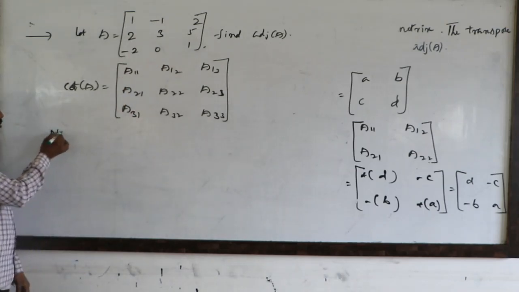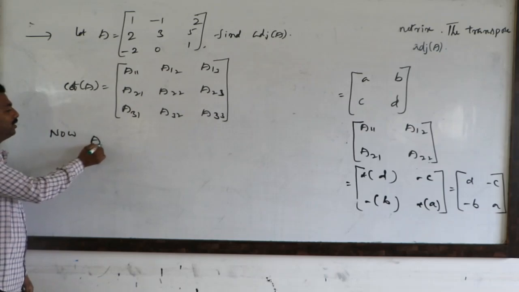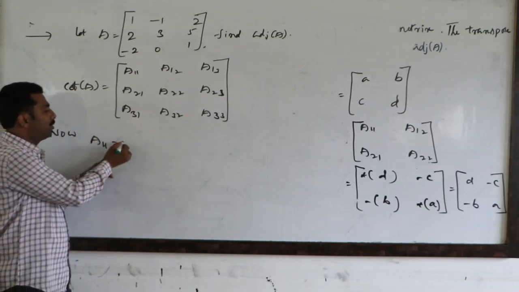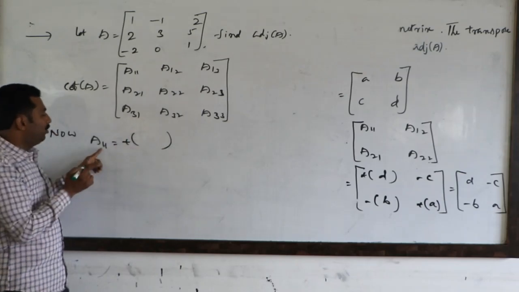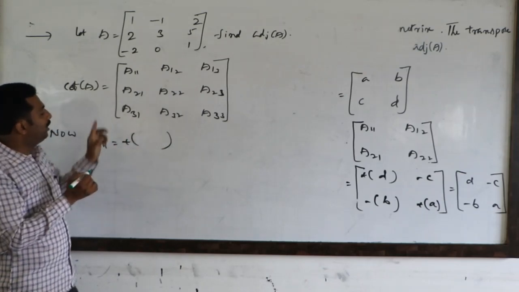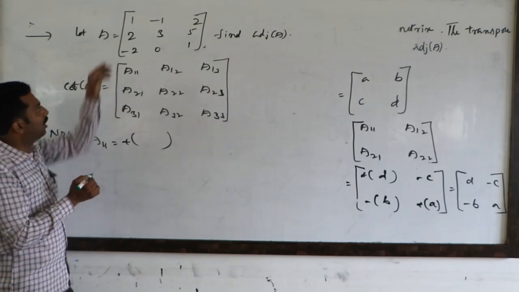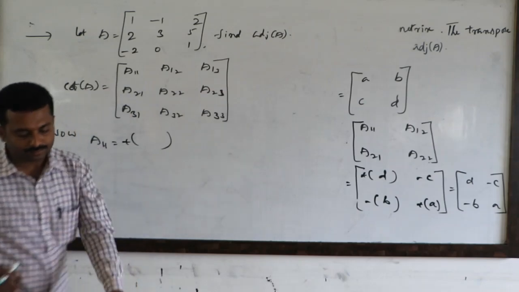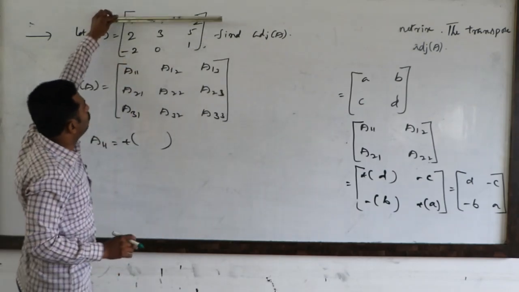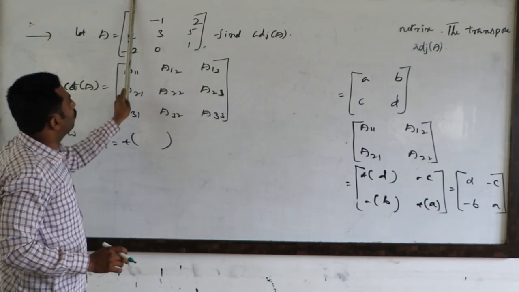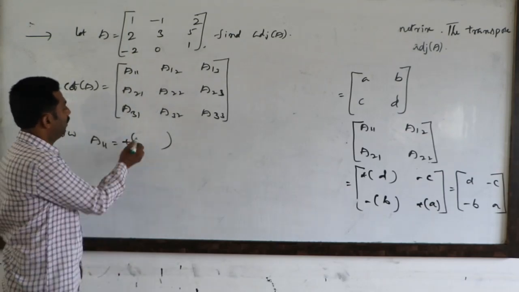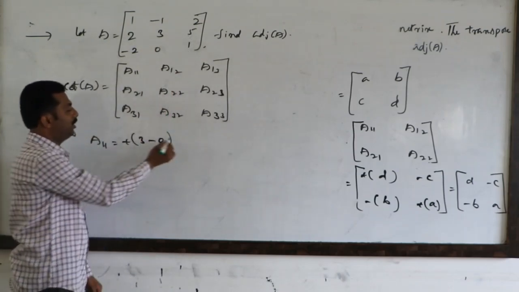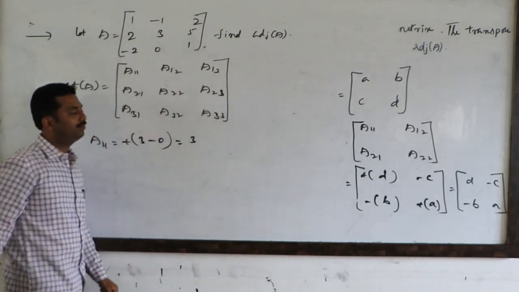Now we have to calculate what is A11. You remember, 1 plus 1 even number means plus sign. Now you delete the first row, first column in capital A. See there, this is the first row we closed, first column we closed. 3 into 1 is 3, minus 0 into 5 is 0. Nothing but this is plus 3.